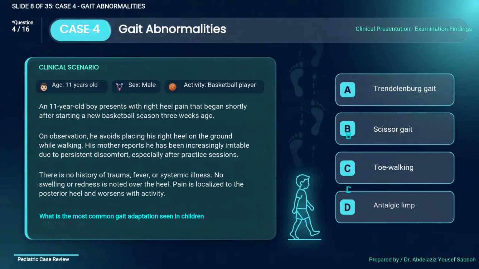There is no history of trauma, fever, or systemic illness. No swelling or redness over the heel. Pain is localized to the posterior heel and worsens with activity. What is the most common gait adaptation seen in children with this condition?